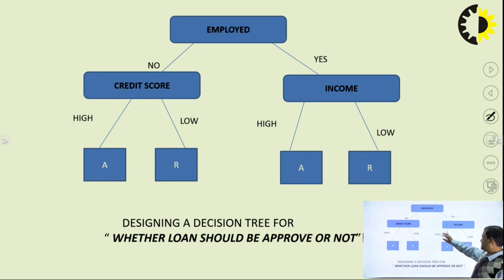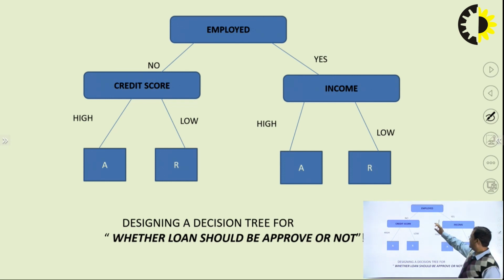First of all, when the application goes to the bank, the bank will verify whether the person who has applied for the loan is employed or not. If the person is employed, then the bank will also check the income of that applicant. If income is high, then the loan will be approved. If income is very low, then the loan will be rejected.